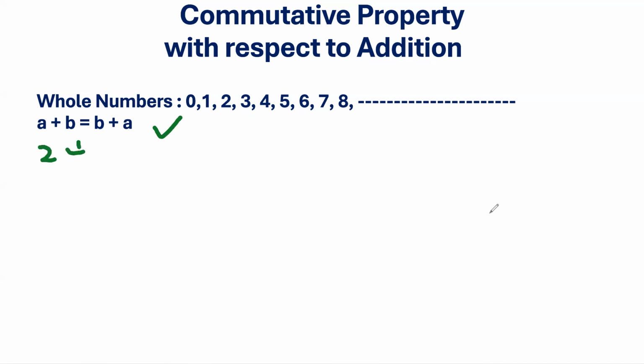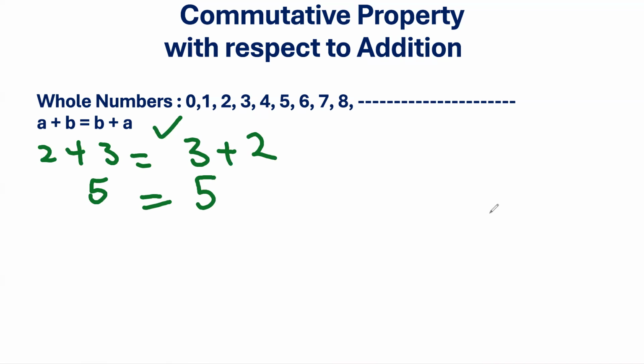2 plus 3 is equal to 3 plus 2. This is called the commutative property. Both sides are equal. 5 is equal to 5. Both sides are equal. So this property is satisfied.